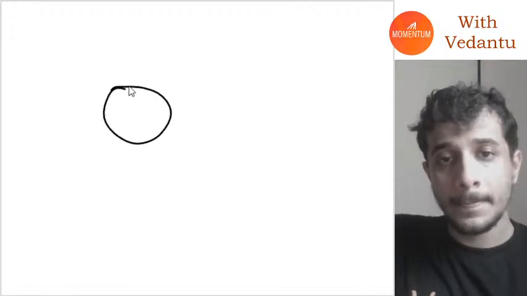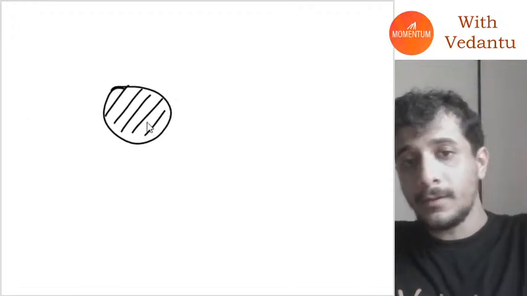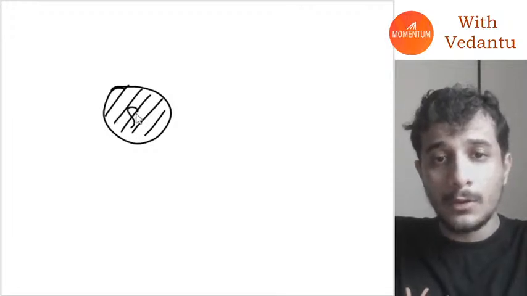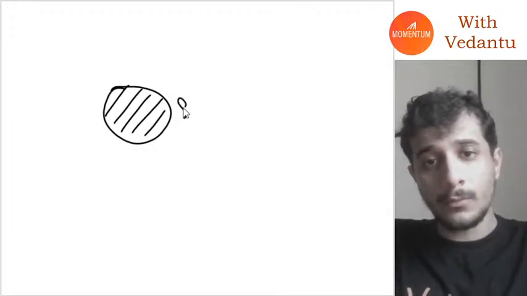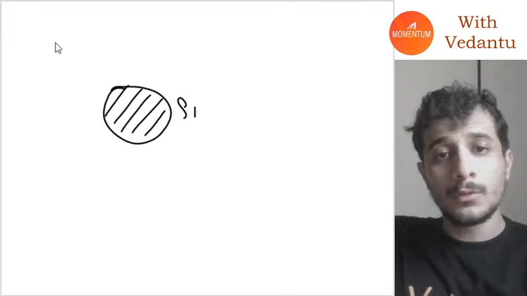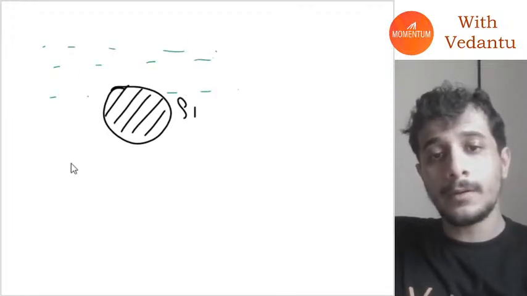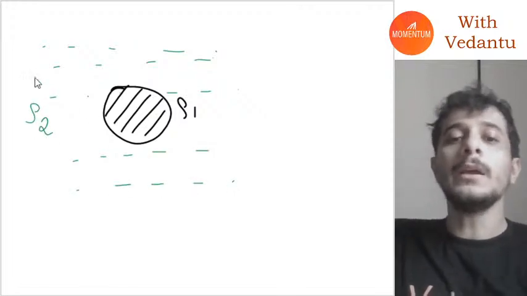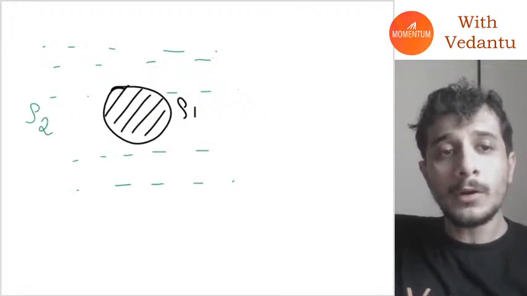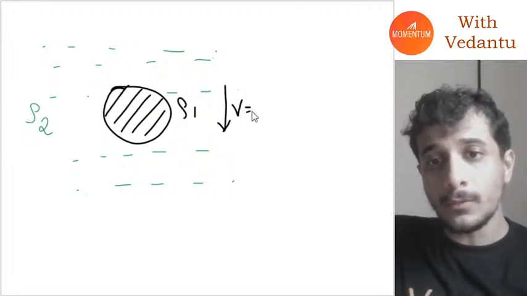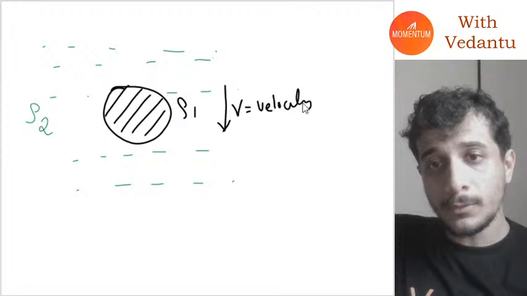Okay, so guys, I have a ball of density rho 1. I will write it here, rho 1. It is falling through a liquid of density rho 2. And when it is falling, let's say its velocity is equal to v.